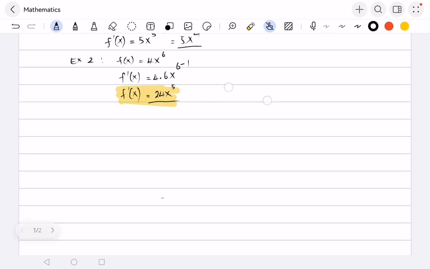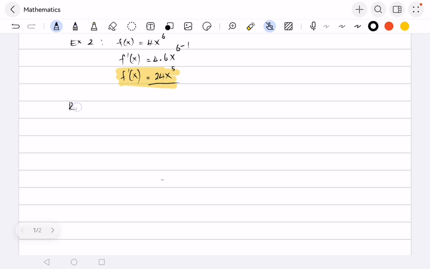Then we move to rule number 3. This rule is called the constant multiple rule. So if, for example, you have a function, let's say you want to differentiate a function f of x.